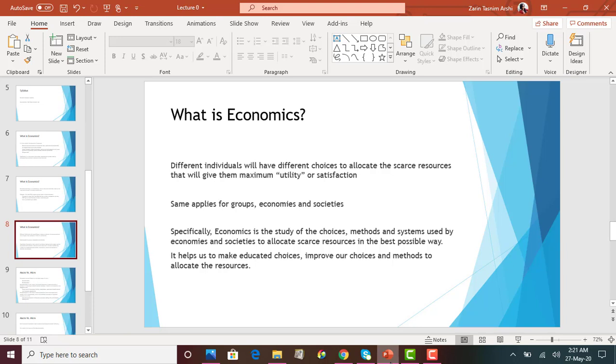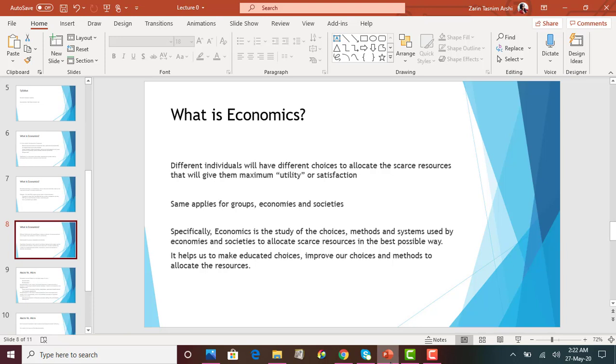Okay, so different individuals will have different choices, as I said, to allocate the resources, and this will give them maximum satisfaction. Now in economics, this satisfaction is also known as utility. Okay, so the ultimate goal for everyone is to make the choice that will give the maximum satisfaction, or in economic terms, the maximum utility. Okay, so that is what economics' main objective is. You allocate your resources in such a way so you can make the best possible choices which will give you the maximum satisfaction or utility.